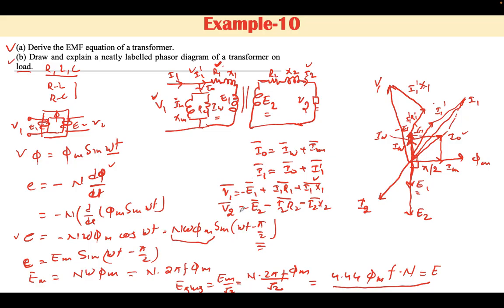Then we have to find out V2. In case of the secondary side, E2 is known to us. If we subtract these two voltage drops from E2, we can find out V2. The voltage drop in this resistive circuit will be in the same phase with I2. Since we have to subtract this value, the vector is taken in the opposite direction. This vector will be I2 R2. Now the voltage drop in the inductive reactive part will be at 90 degrees with this phasor, and hence this is I2 X2. Because it is at 90 degrees, we have to take a J notation. Joining this point with the origin, this is V2.